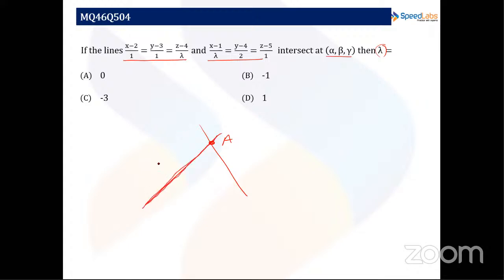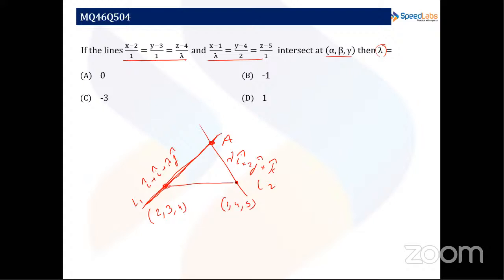So we can say that we are having a vector along this line 1 whose value is I cap plus lambda times j cap. Lambda, 2 and 1 are the direction ratios along line 2. So we can say that the vector along this line is lambda I cap plus 2j cap plus k cap. Now this line passes through the point 2, 3, 4 and this line passes through the point 1, 4, 5.